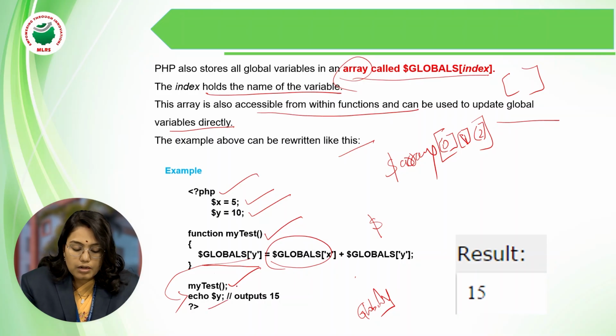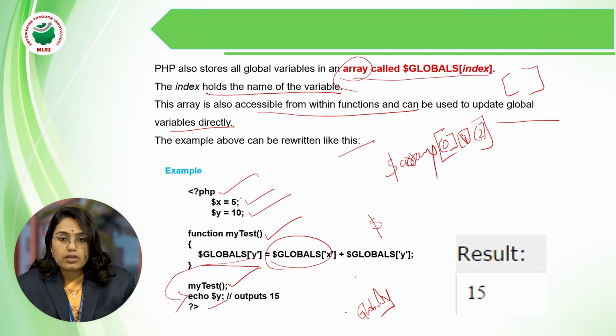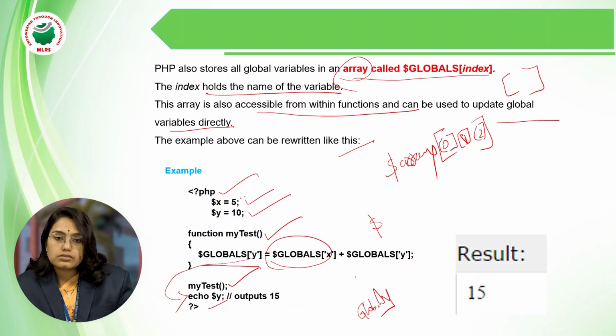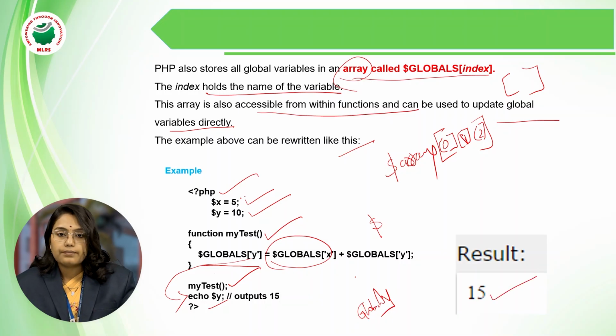Let's see the output. Here 5 and 10 are declared, and here x and y we have declared with the global keyword. So it automatically takes the values of x and y, that is 5 and 10. 5 plus 10 is 15, so we got the result as 15. Clear with the global keyword.